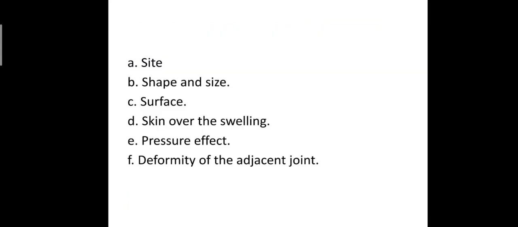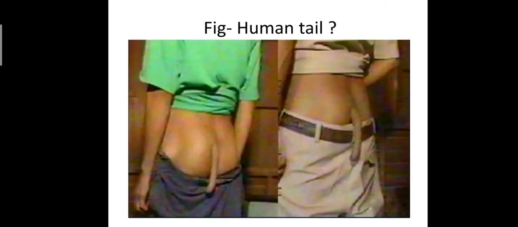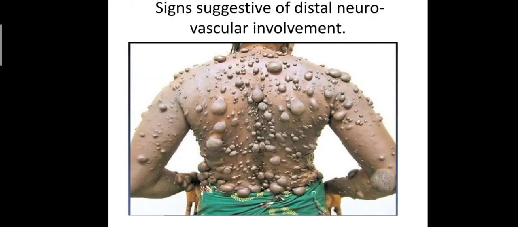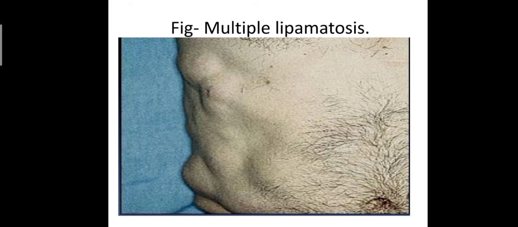Site, shape and size. Surface, skin over the swelling, pressure effect, deformity of the adjacent or neighboring joint. In this figure, we see a tail-like overgrowth in humans in the sacral region. Signs suggestive of distal neurovascular involvement. This is multilipomatosis, or lipoma, present in the muscular part.